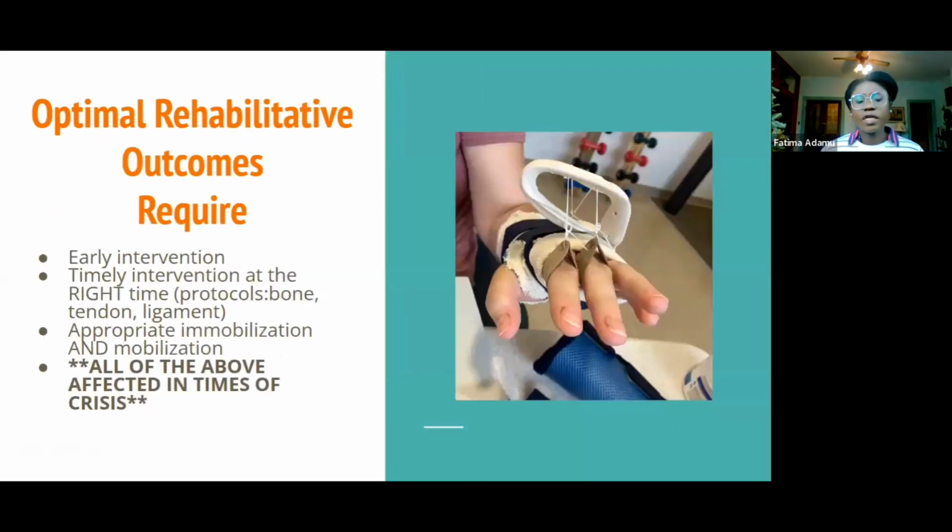Okay. In order to truly treat, or for optimal rehabilitation outcomes, we want to make sure that we're reaching these conditions and starting to address them early, right? And also applying the right protocols. And also the right type of immobilization, which is why I sometimes end up seeing patients before surgery, because the surgeon wants to stabilize them and make sure that they don't injure the structure further.